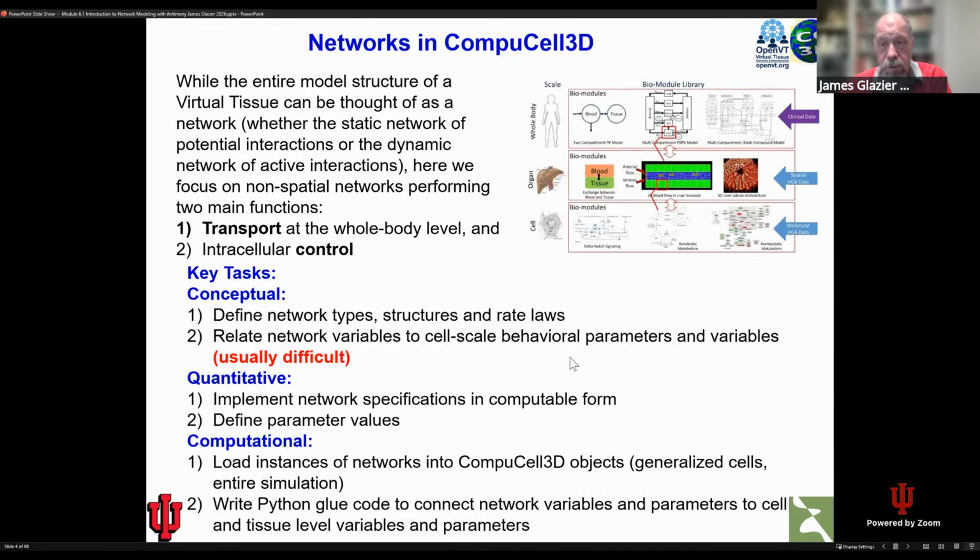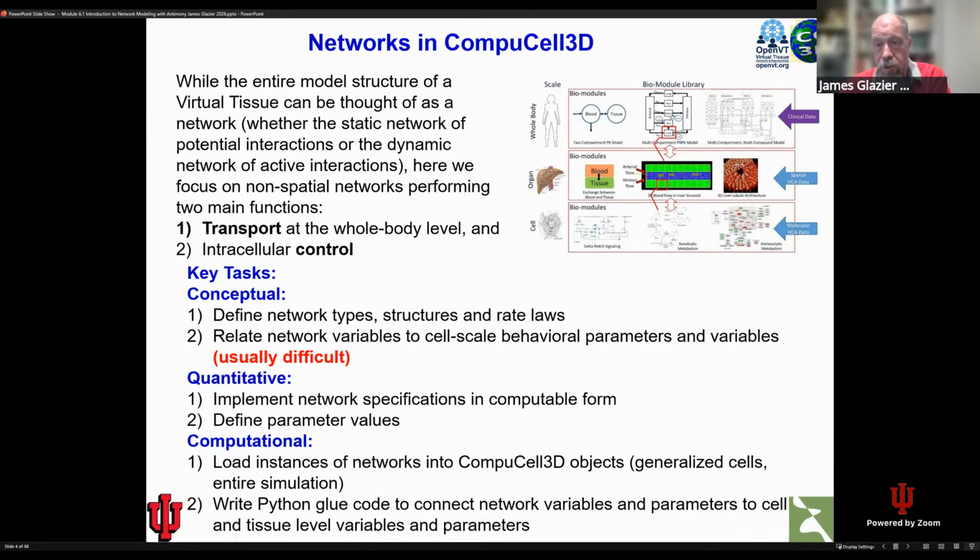I want to talk a bit about networks in CompuCell. We see this hierarchical diagram a lot. Networks show up in 2 places in this hierarchical diagram. At the whole body level, where they typically represent transport of chemical species in the blood, and inside of cells, where they represent metabolism and control of the cell.